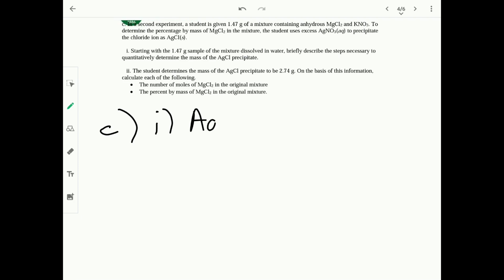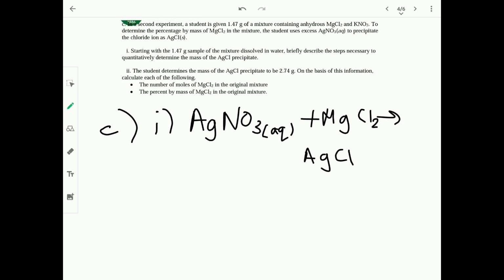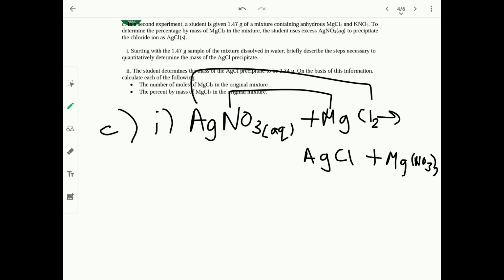So AgNO3 we're adding. I'm just going to use the states to help me understand better. Plus MgCl2 to give AgCl plus Mg(NO3)2, and to balance, we need 2. This AgCl is going to be a solid and this is going to be aqueous. So what's happening is we're precipitating this, right?